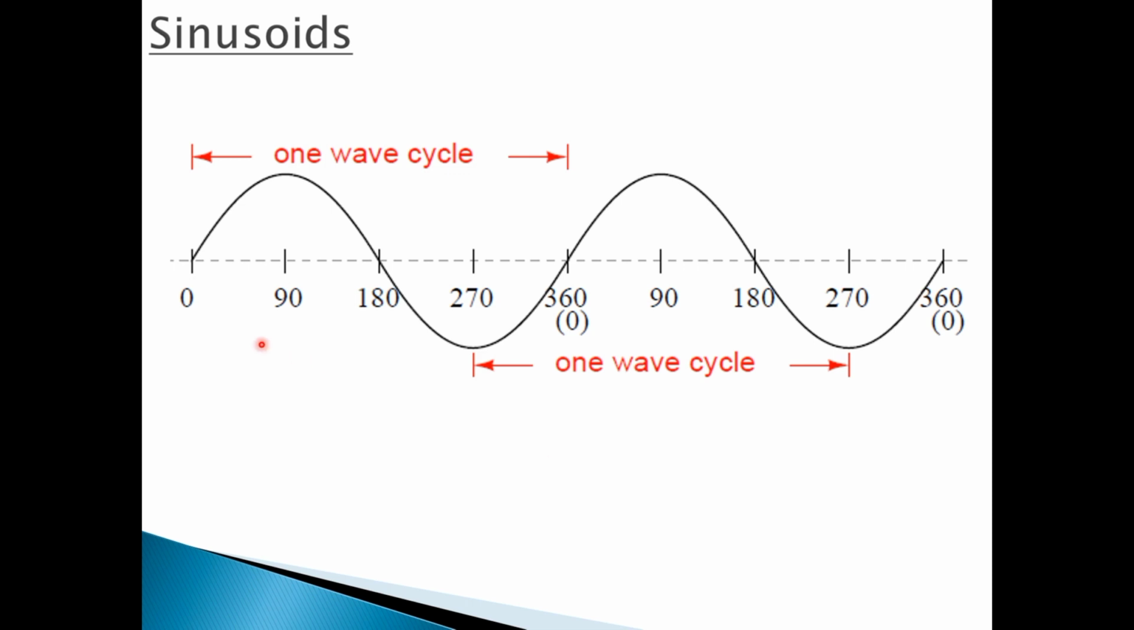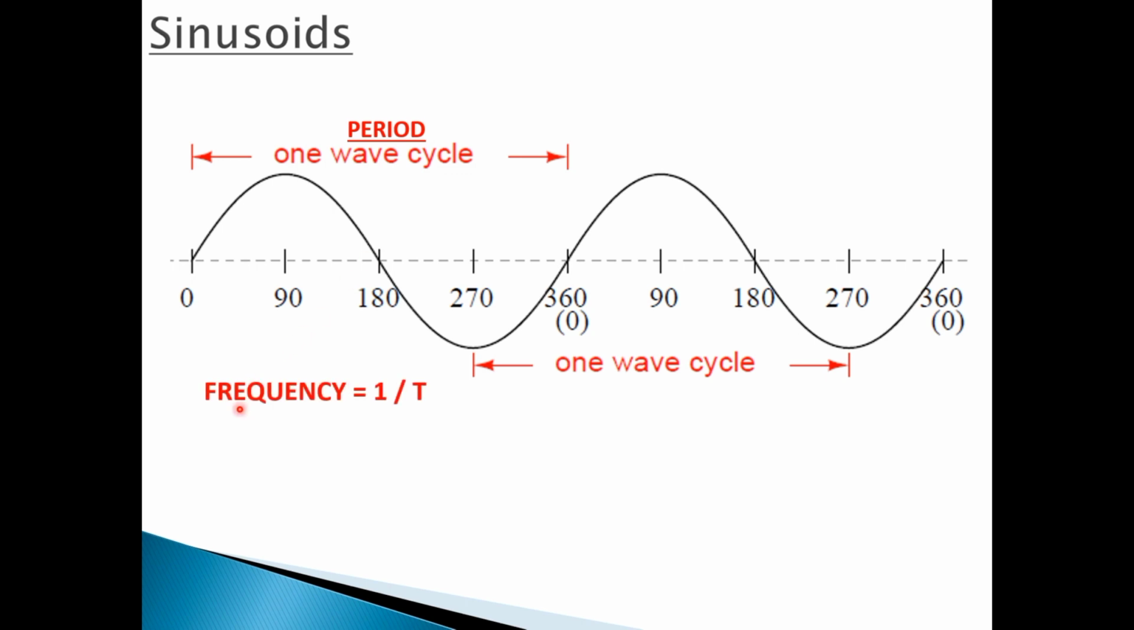Now I have here a sinusoid. This is an example of a sinusoid. From 0 to 360 degrees, we have one wave cycle, or the period. This is the time interval. As you can still remember, if you consider a unit circle, one revolution represents 360 degrees or 2 pi radians. This is the same with this wave. From 0 to 360 degrees, that is one wave cycle.